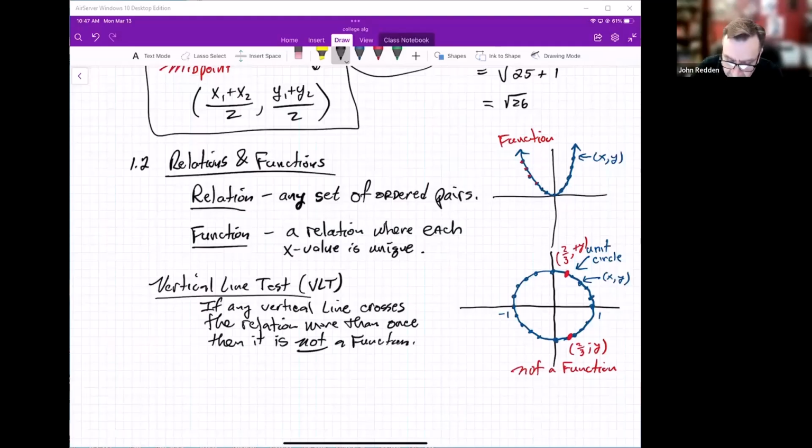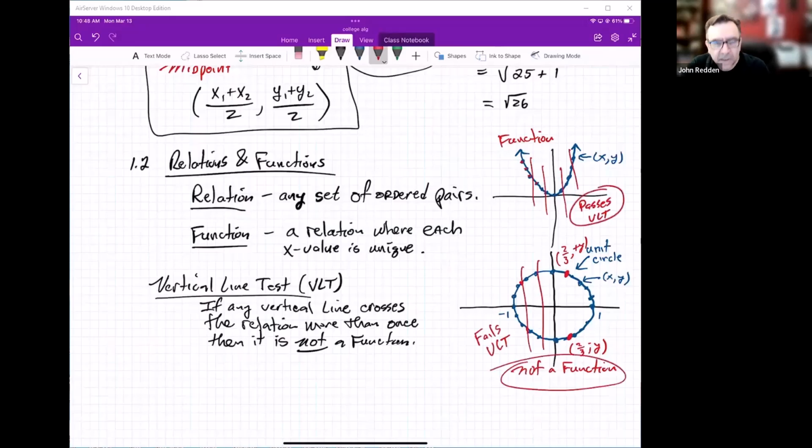All right, and so let's go back to the graphs here. And so you can see here, if I draw a vertical line anywhere on the parabola, it only crosses once, right? So it passes the VLT. But on a circle, if I draw a vertical line, see how it crosses it twice, right? So that fails the VLT. All right, so if it fails the vertical line test, it's not a function. If it passes the vertical line test, it is a function. All right, so that's kind of important, because we're going to be dealing with functions in this class.